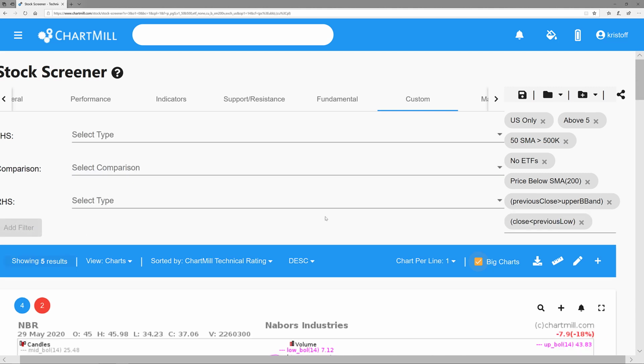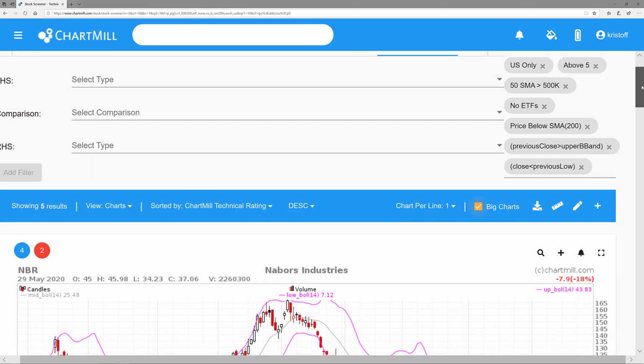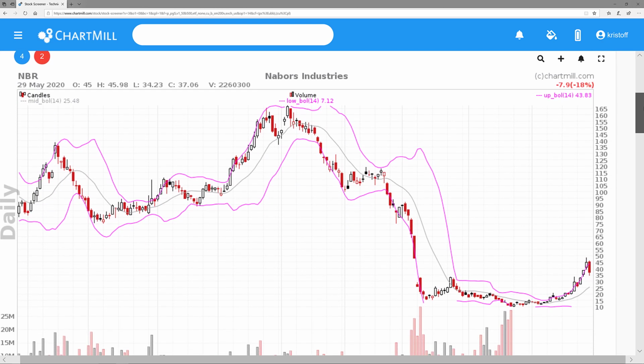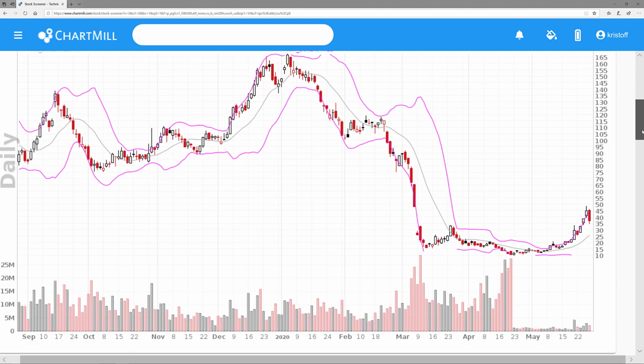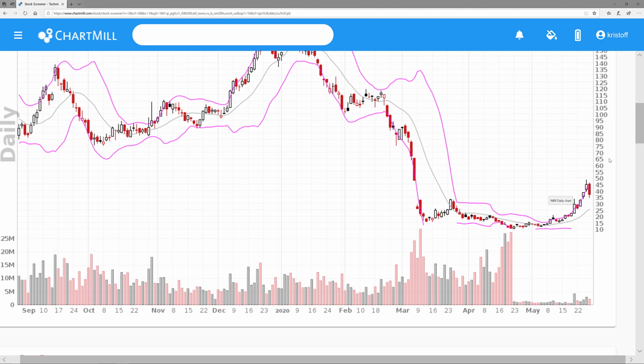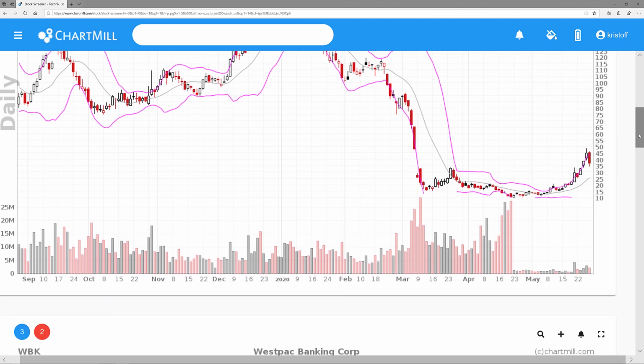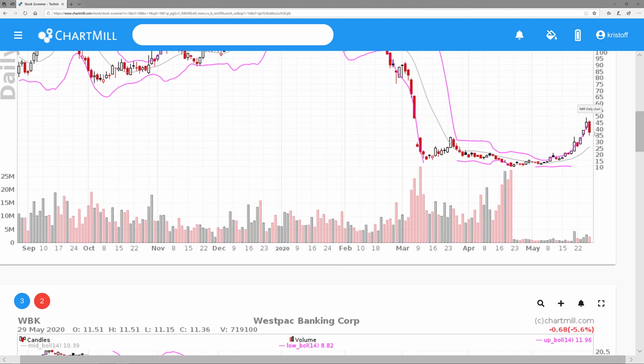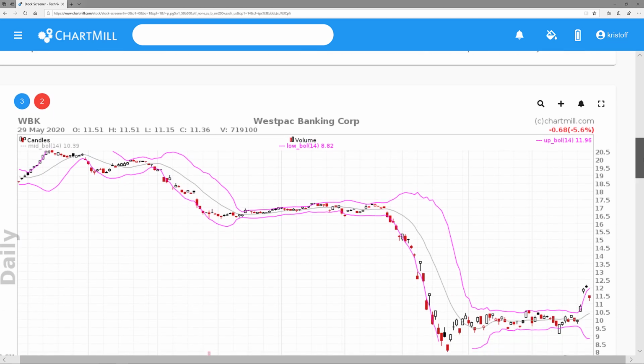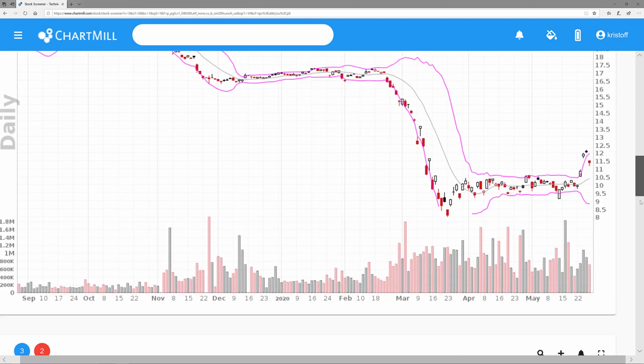Again, we have 5 results. And now we can see some stocks which are clearly in a downtrend. Reversal pattern. And some very nice short setups. A gap.